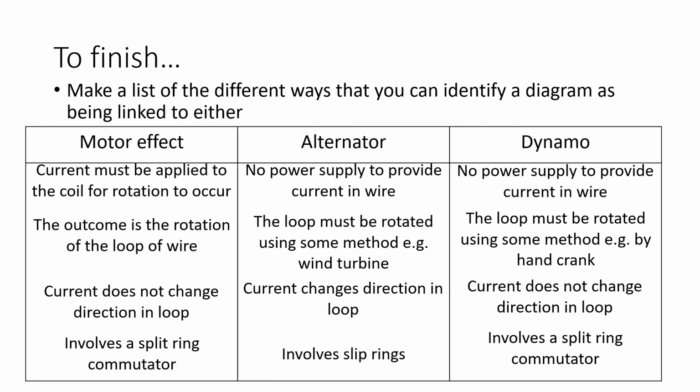And last, of course, the dynamo. Again, just like the alternator, there's no power supply to it for the current. Just like in the alternator, the loop must be rotated using some other method. For example, in a dynamo, it can often be a little wind-up crank that you simply turn by hand. In a dynamo, the current does not change direction. It does not reverse in that loop or coil. It is only in one direction, hence we get DC electricity, and it does require a split ring commutator rather than slip rings.